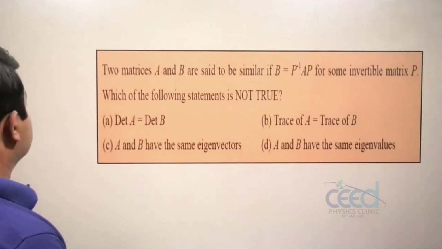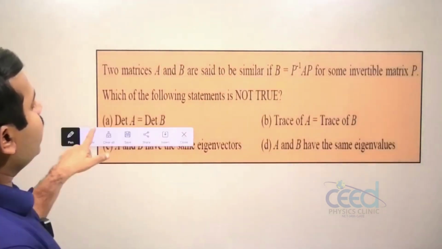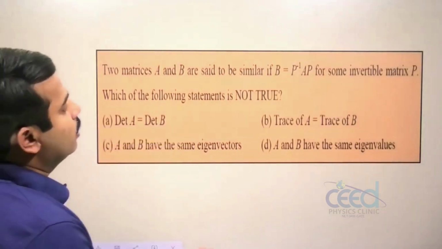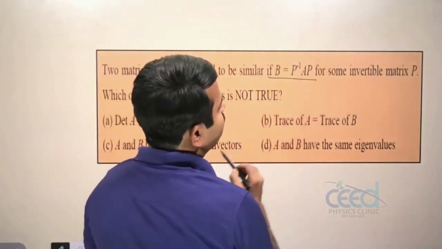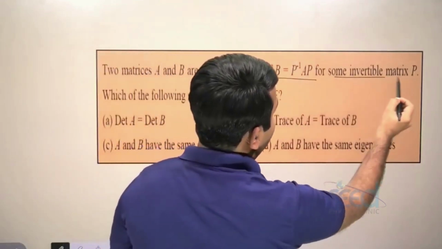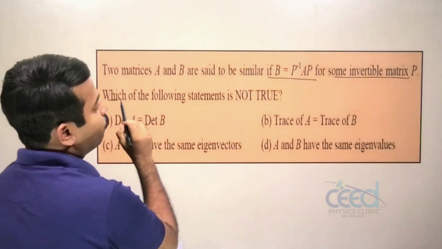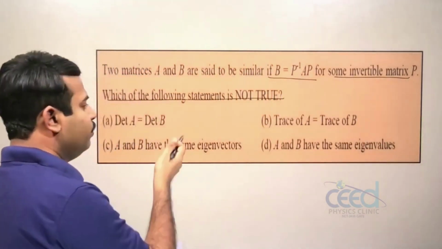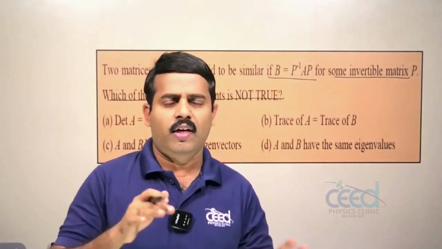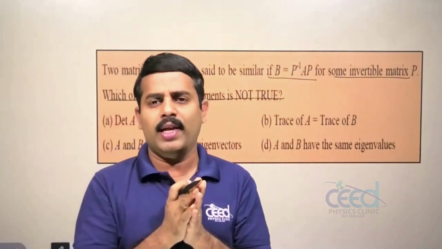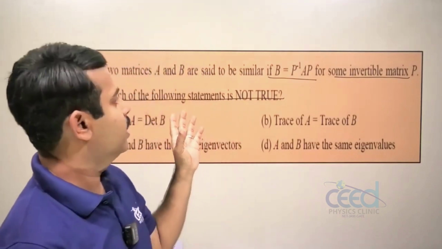Two matrices A and B are said to be similar if B is equal to P inverse AP for some invertible matrix P. Which of the following is not true? We already studied similar matrix. What is similar matrix?